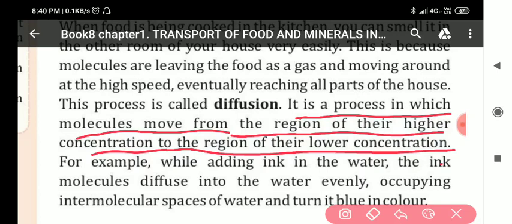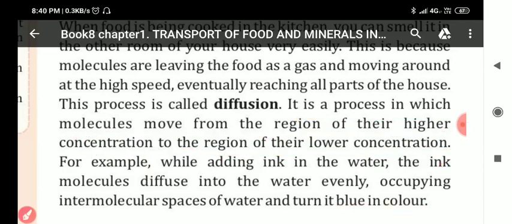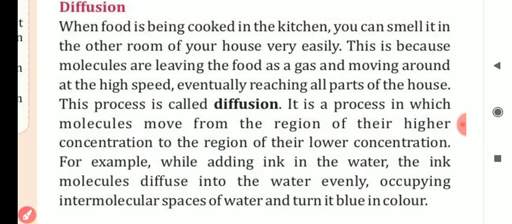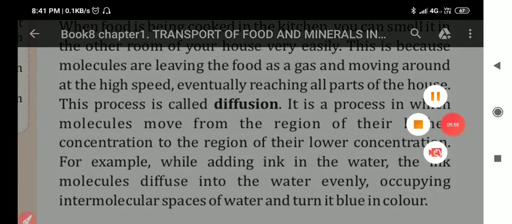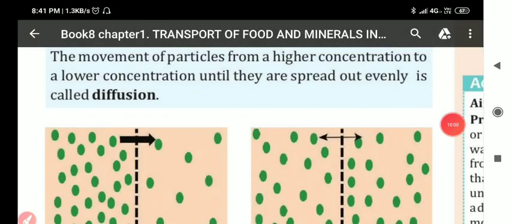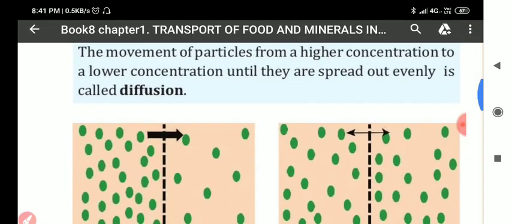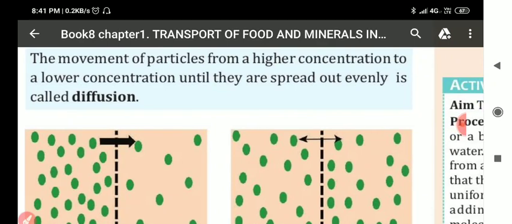Clear? So this definition you must learn. You have to learn the definition of diffusion. My dear students, here you can see the proper definition is being given. The movement of particles from a higher concentration to a lower concentration until they are spread out evenly is called diffusion.